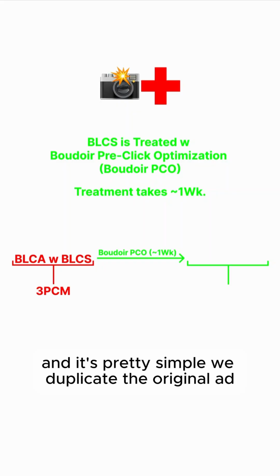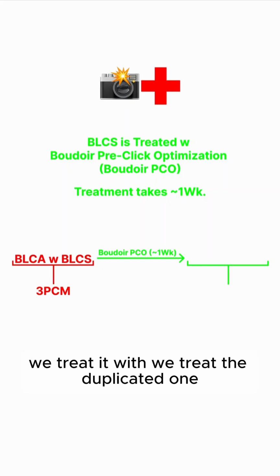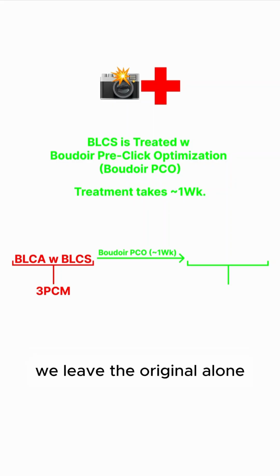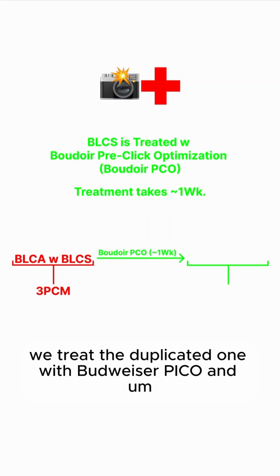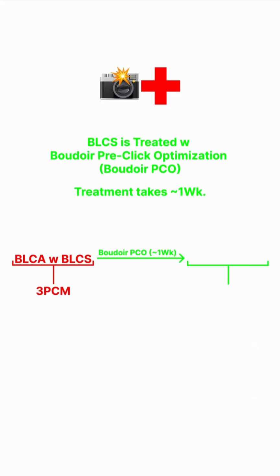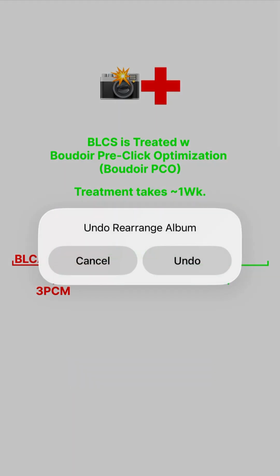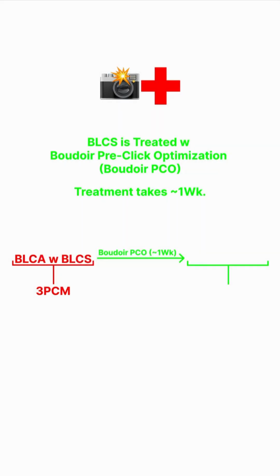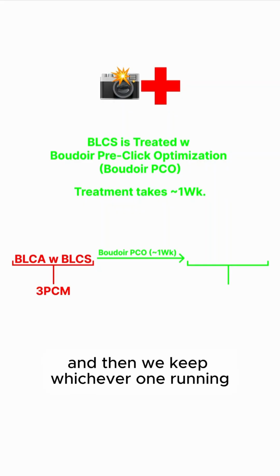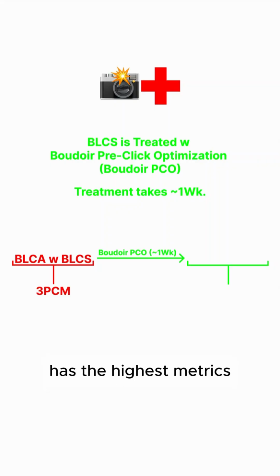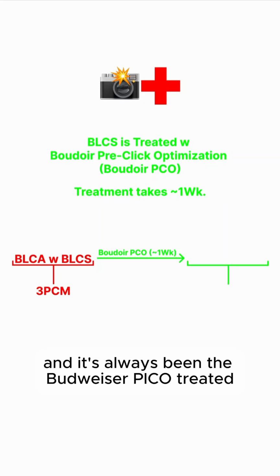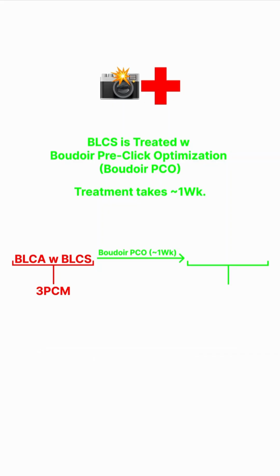And it's pretty simple. We duplicate the original ad. We treat the duplicated one. We leave the original alone. We treat the duplicated one with Boudoir Pico, basically run that through its full treatment, and then we keep whichever one running has the highest metrics. And it's always been the Boudoir Pico treated one that has the highest metrics at the end.